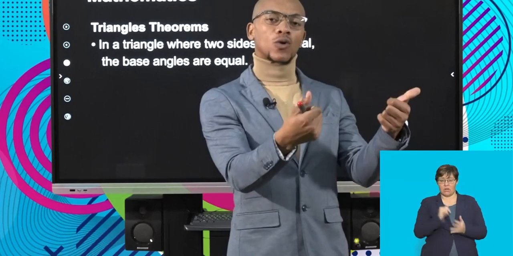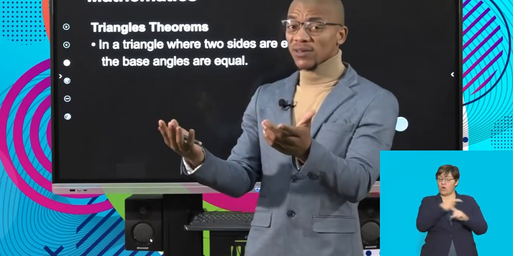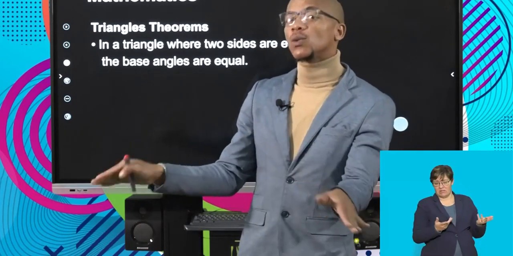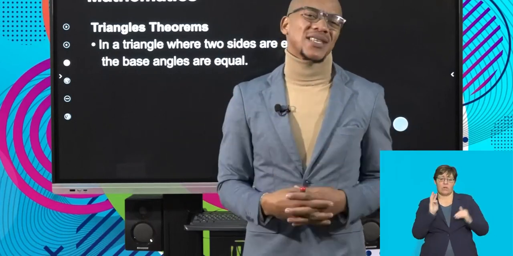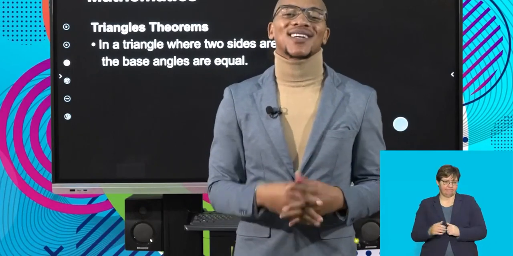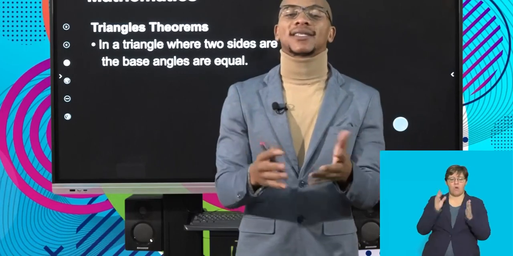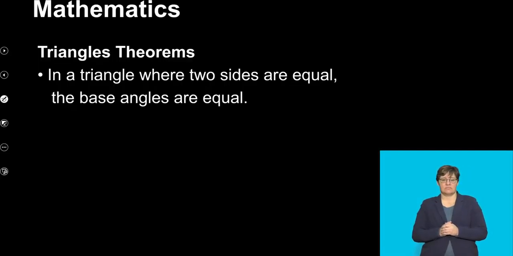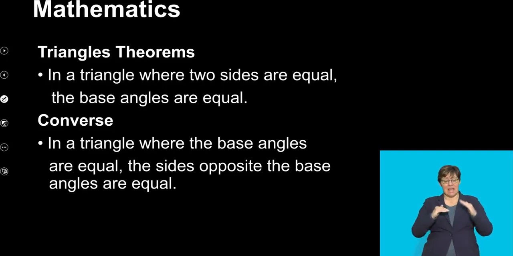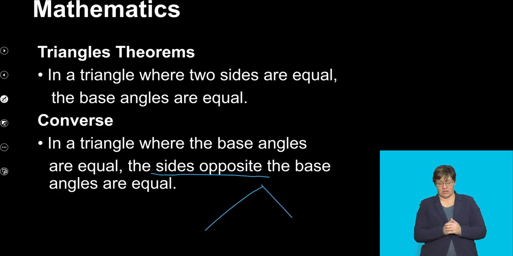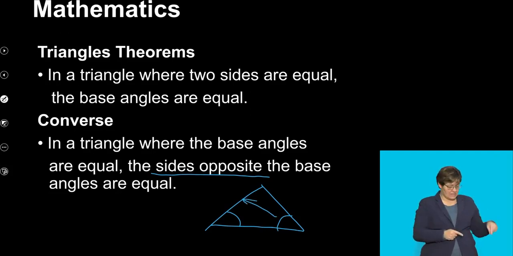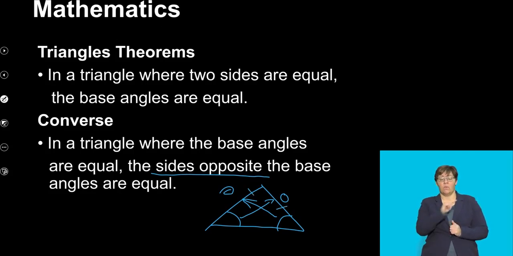Two sides are equal, the conclusion, two angles are equal, right? And then the converse will be if the two angles are equal, the conclusion will be the sides opposite those angles will also be equal. And then it still is an isosceles triangle. So let's look at how you're going to write the converse. In a triangle where the base angles are equal, the sides opposite the base angles will be equal. So what do I mean with this? If I have something of this nature, this angle and that angle are equal to each other, it would therefore mean that the side opposite, which is this side here, and the side opposite, which will be this side there, will be equal to each other because they are opposite those angles. So that's how you look at this particular concept.